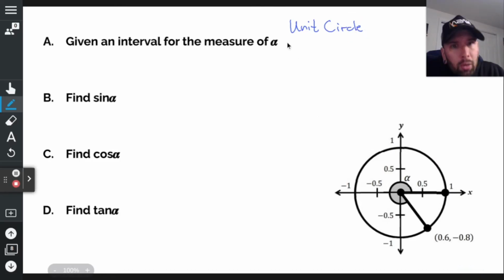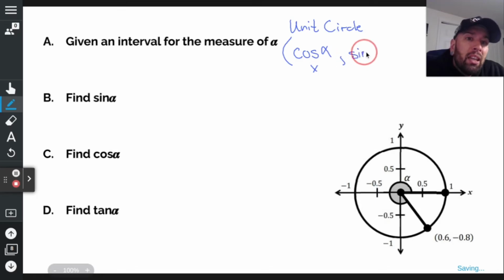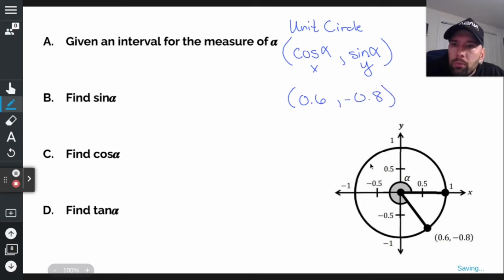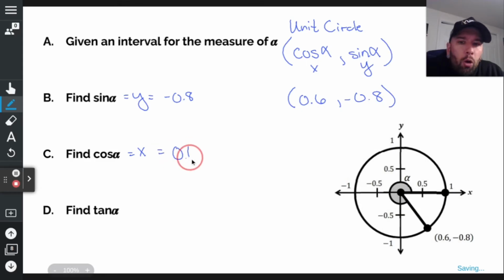So if I'm using the unit circle, I can use the fact that cos, in this case alpha, is my x, and sine, in this case alpha, is my y. I have a point of 0.6, negative 0.8. So my sine alpha is just my y value, and my y value is negative 0.8. Similarly, cos alpha is just my x value, which is 0.6.